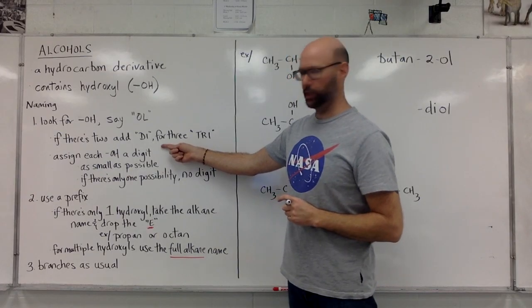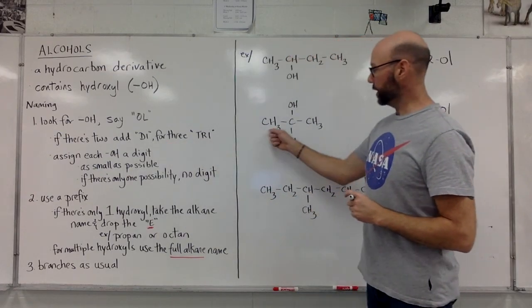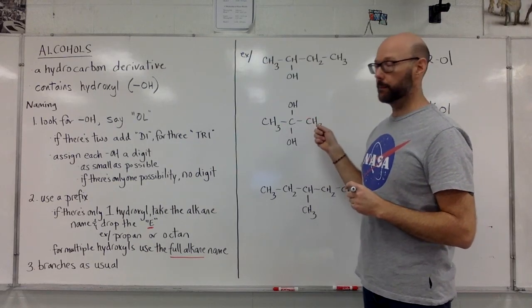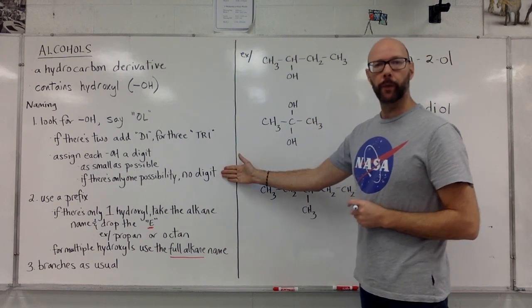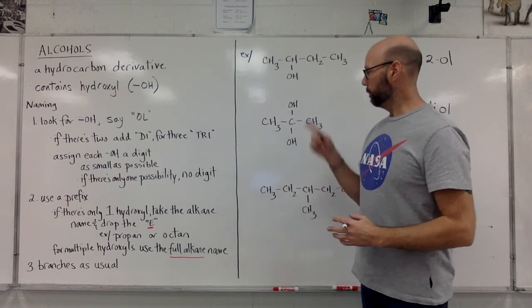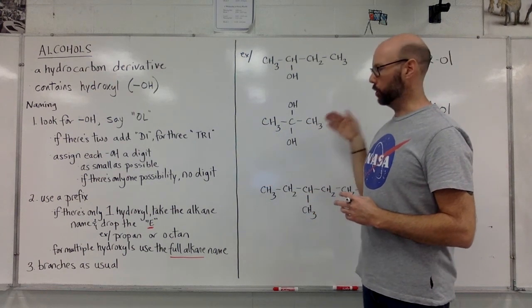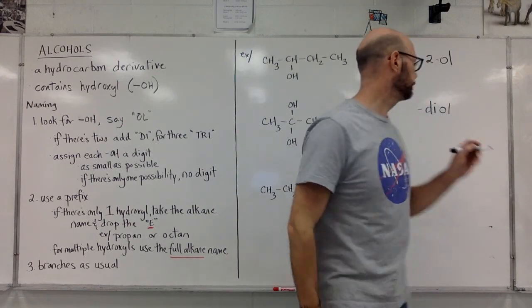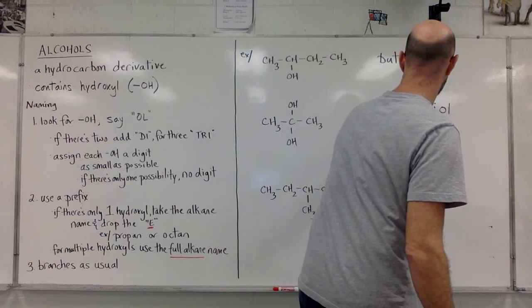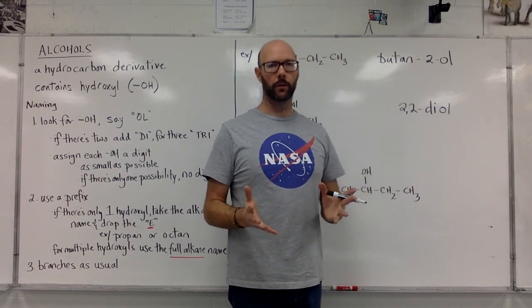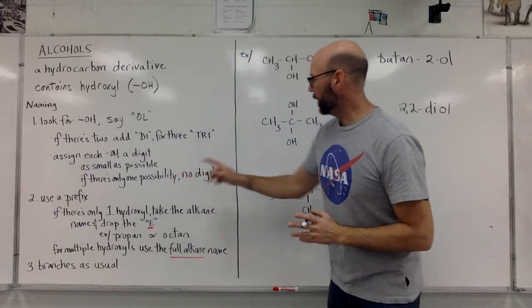Assign each OH a digit. These ones, they could have been on the end instead. We actually have to give them a number. There are more than one possibility here, so yes, we are going to use digits. Both of them are on the second carbon. No matter which direction we count, they're on carbon number 2. 2,2-diol. Now, let's find the longest chain.